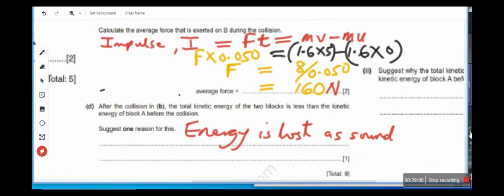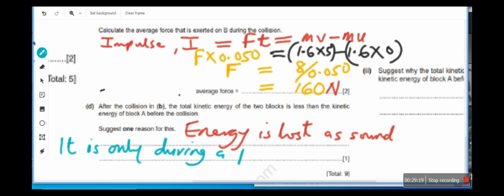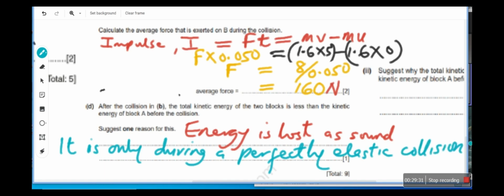Let me write it down. We will end with that. Victoria, did you hear that? It is only during a perfectly elastic collision that no energy is lost. So total kinetic energy before collision is equal to total kinetic energy after collision. Total KE before is equal to total KE after.